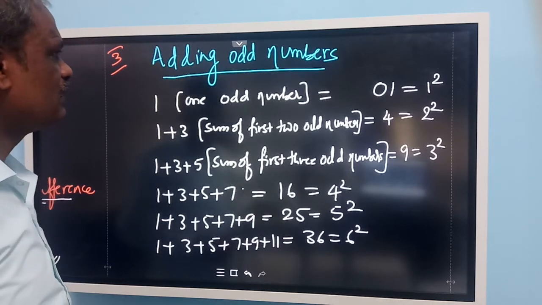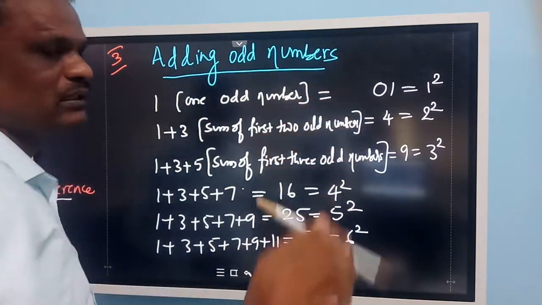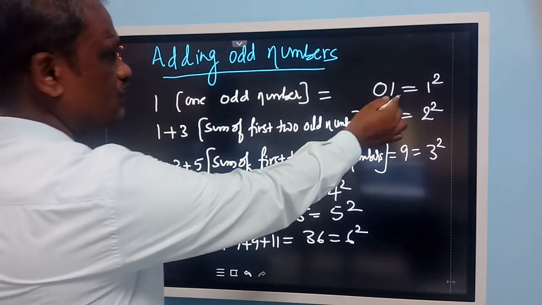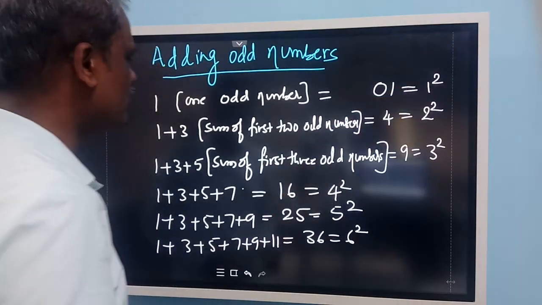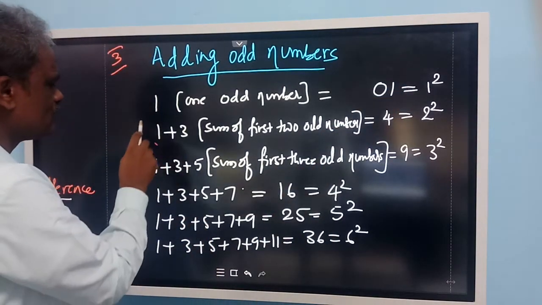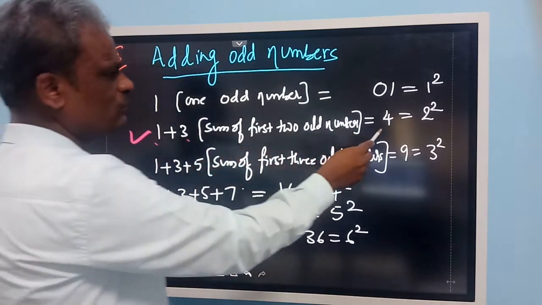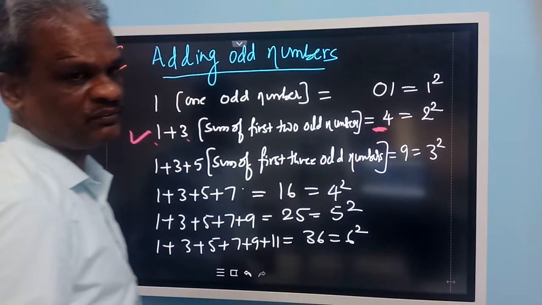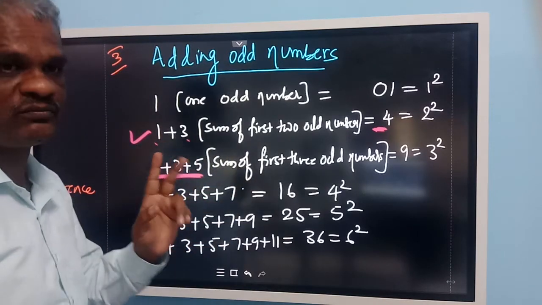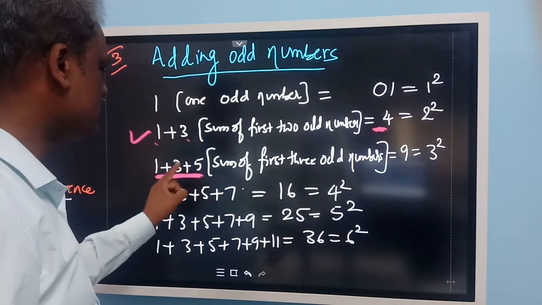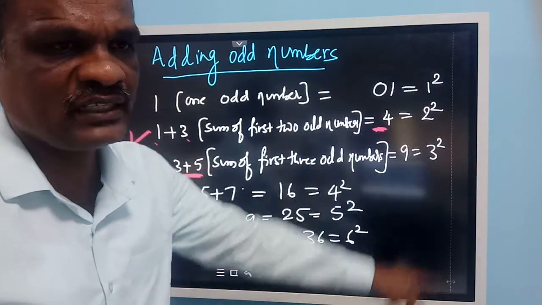Now let us add these numbers. It is only 1. We are getting 1 can be written as 1 square. Add 2 consecutive odd numbers. 1 plus 3, what does it give you? 4. It is the square of 2. Add the first 3 odd numbers. 1 plus 3 plus 5. It is 9. It is the square of 3.